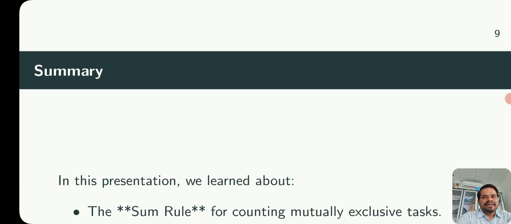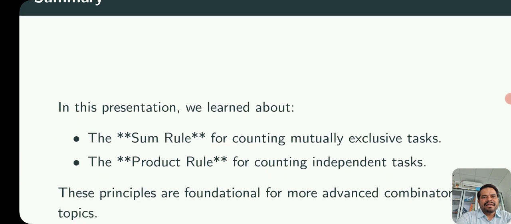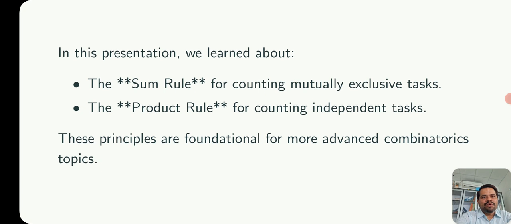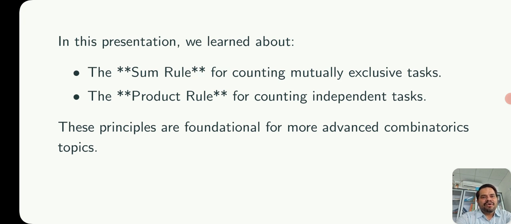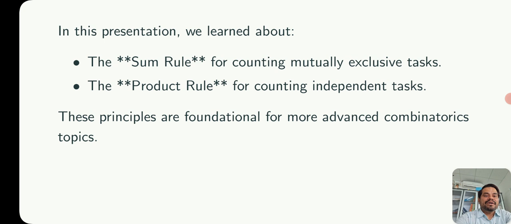Let us see what we learned in this lecture. We learned about the sum rule for counting mutually exclusive tasks, and the second rule is the product rule, which we use when we have independent tasks that must both be performed. These two rules form the basis for many more advanced topics in combinatorics, such as combinations and permutations, which we will explore in future lectures. For now, I encourage you to practice applying these rules to different counting problems to deepen your understanding.